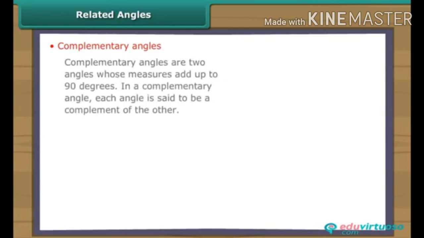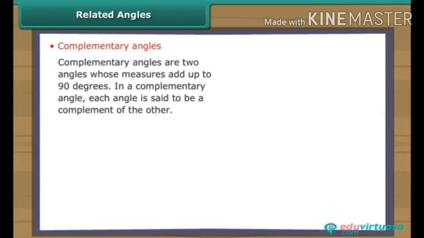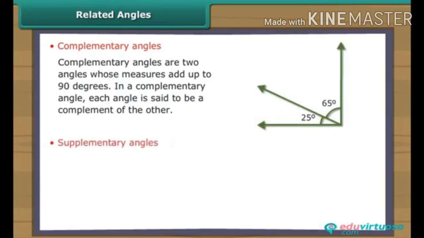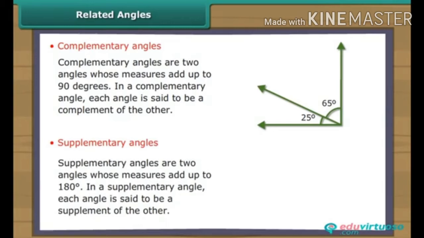Complementary angles. Complementary angles are two angles whose measures add up to 90 degrees. In a complementary angle, each angle is said to be a complement of the other. That means 25 degrees plus 65 degrees is equal to 90 degrees. Supplementary angles. Supplementary angles are two angles whose measures add up to 180 degrees. In a supplementary angle, each angle is said to be a supplement of the other. 120 degrees plus 60 degrees is equal to 180.